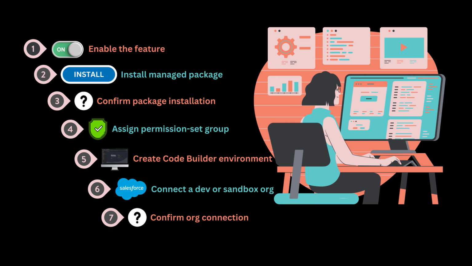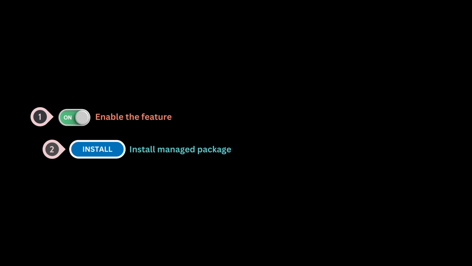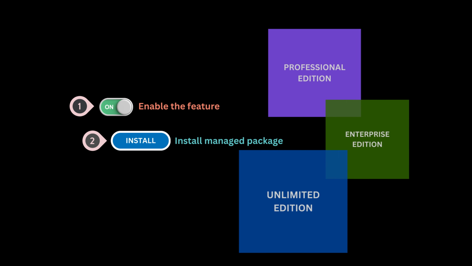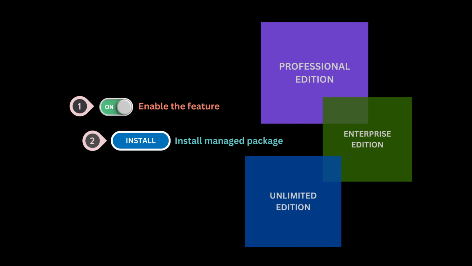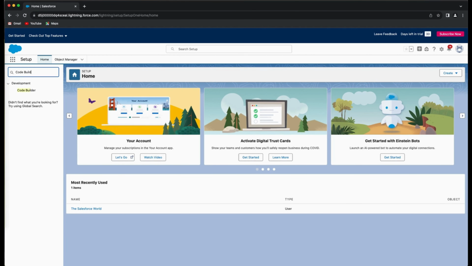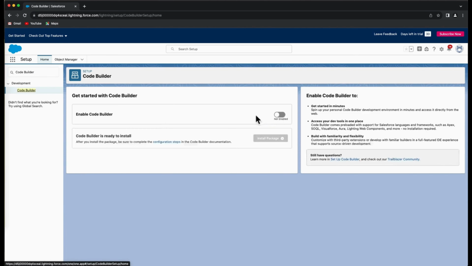To use Code Builder, you must first enable the feature and install it as a managed package in an org that's either of Professional, Enterprise, or Unlimited Edition. To enable Code Builder, navigate to the Setup menu and search for Code Builder in the Quick Find box. Click on the Code Builder and accept the terms and conditions to activate the feature.